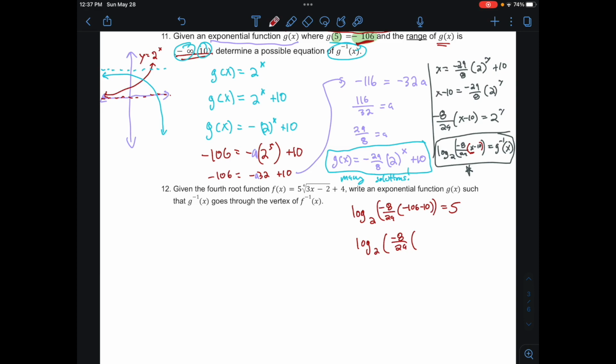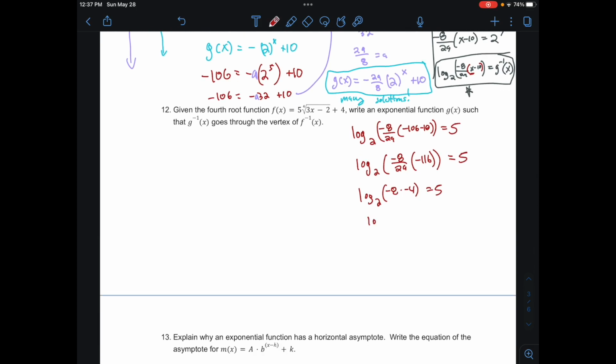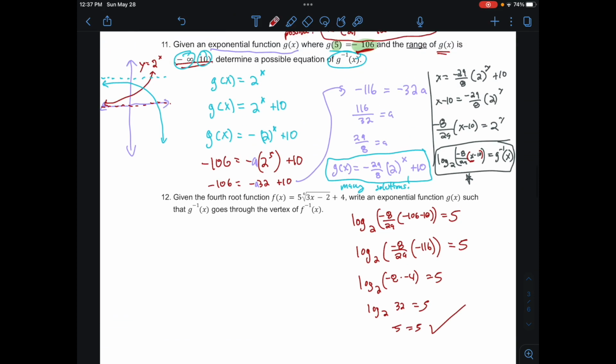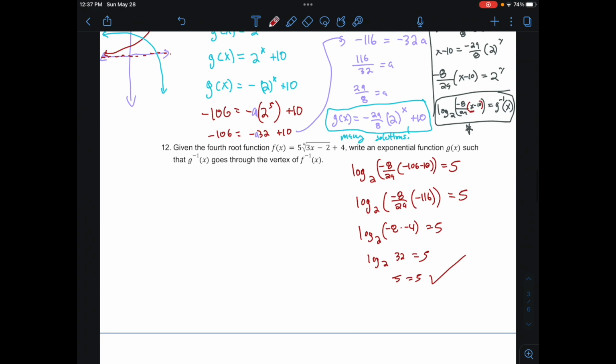So this is -8. This is -106 minus 10, which is -116 equals 5. Okay, that's going to be good because 29 times 4 does give us 116. So if we divide that, we get 4. So we get log base 2 of -8 times -4 equals 5. Then we get log base 2 of 32 equals 5. 5 equals 5. So it checks out. Our logarithm does in fact work.